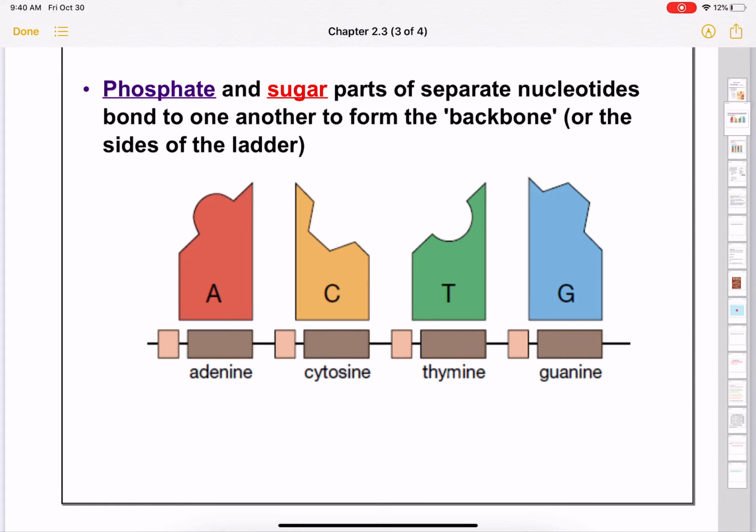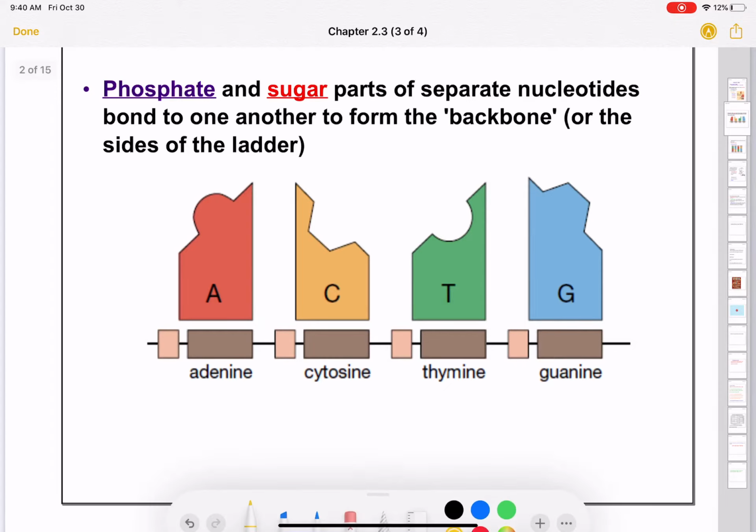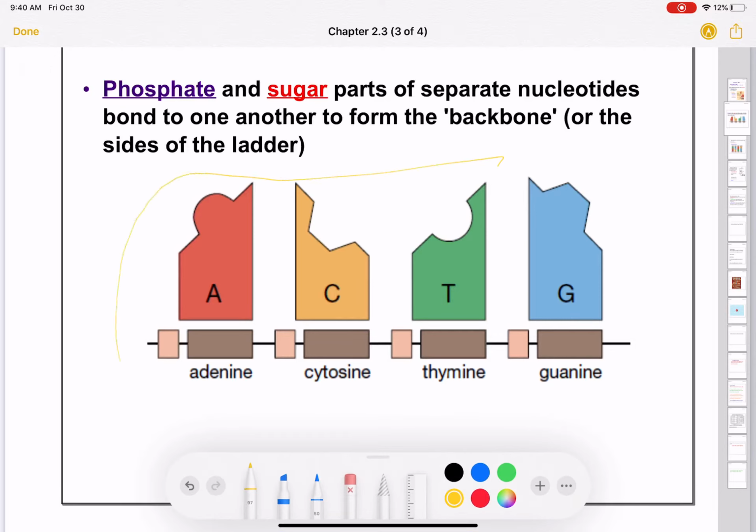So a phosphate and a sugar part of separate nucleotides bond to one another to form the backbone or the sides of the ladder. So when we look at DNA, DNA is actually just literally like a ladder that is twisted. So one side of the ladder is all of this. And it's going to connect to another side that looks almost identical. The only thing that's going to be different about it is the nitrogen bases.